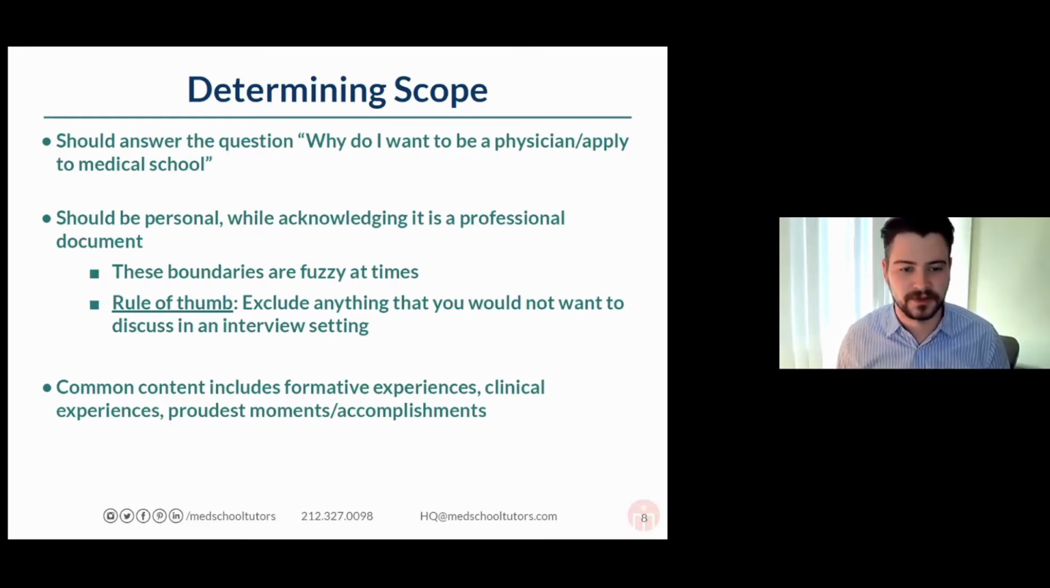I would say that content that's common includes formative experiences, so things that were really, really important to your growth as an individual. Clinical experiences, so how have you come to know what it means to be a physician and what do you see it meaning to you in the future? And then your proudest moments and accomplishments. Sometimes things that are unrelated to medicine still tell a story about who we are and can be really useful for expressing ourselves in a written document like the personal statement.